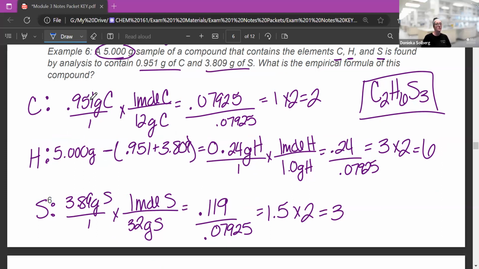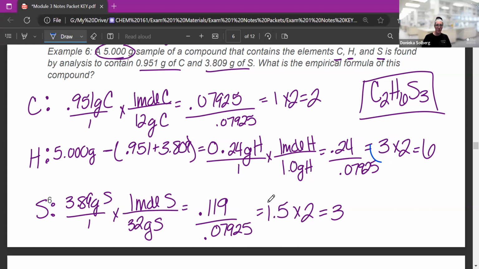I converted them to moles. So I divided carbon by 12, hydrogen by 1, and sulfur by 32. Those are their molar masses from the periodic table. And I got 0.07925, 0.24, and 0.119. Of those 3 numbers, the smallest is 0.07925. So I divided this by itself, which gives me 1. I divided 0.24 by 0.07925, which gives me about 3, or very, very close to 3. Okay. And then I did 0.119 divided by 0.07925, and I got about 1.5, very close to exactly 1.5.